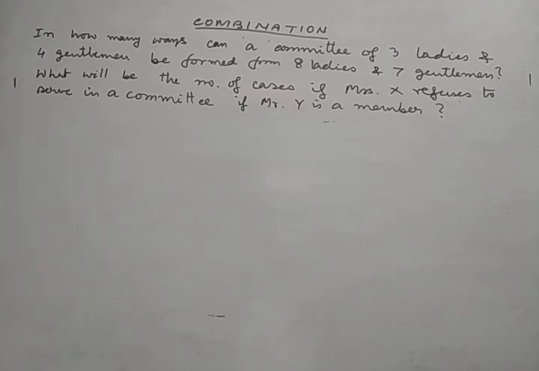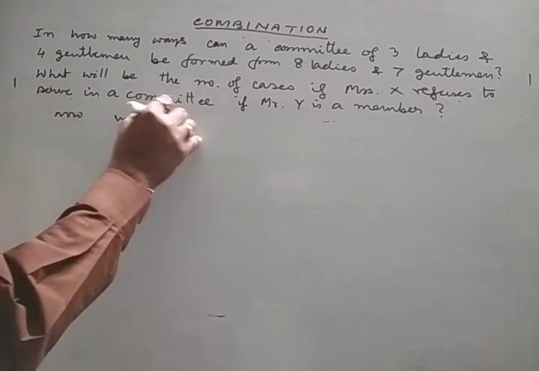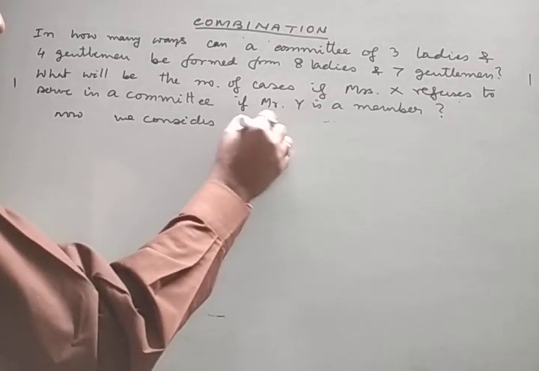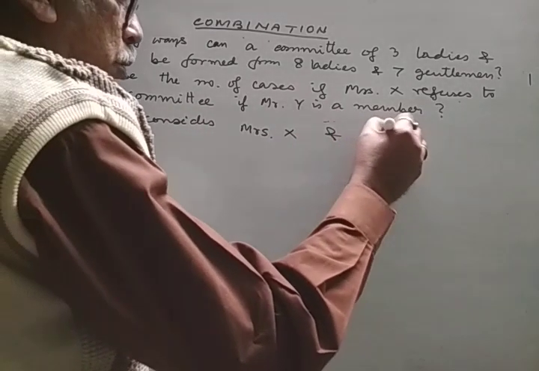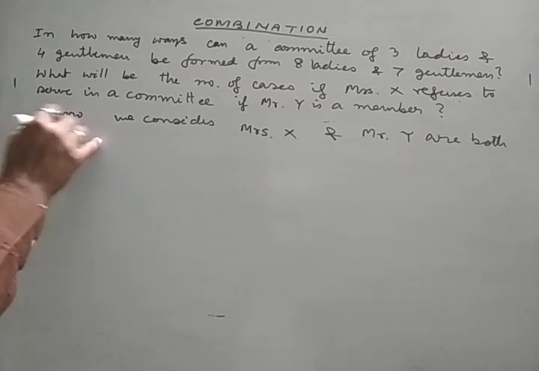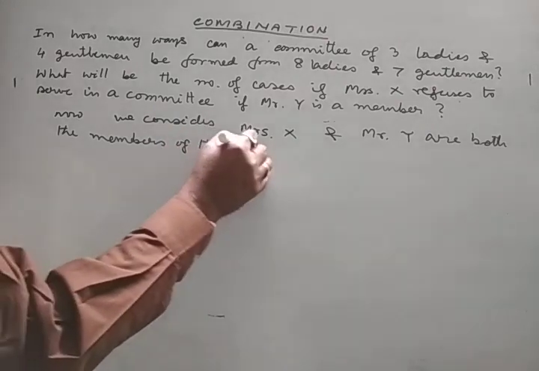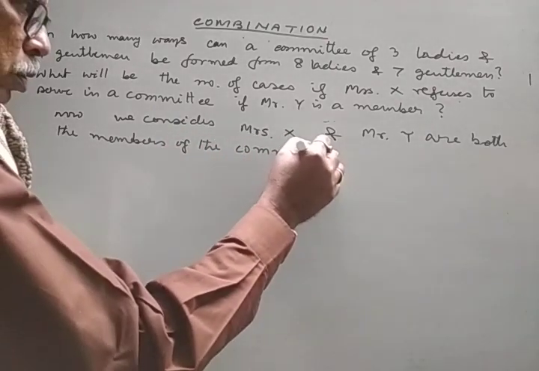1960. তোকে কি বার করতে বলেছে? তোকে বলেছে তিনটের সাম বার করতে দিয়েছে, তাই না? তাহলে যদি আমি একটা বার করি, সাবট্রাক্ট করে দিই, তাহলে কোনটা বার করব? যে Mrs. X and Mr. Y both are the members of the committee. Now we consider Mrs. X and Mr. Y are both the members of the committee.